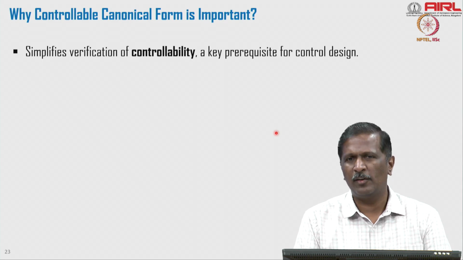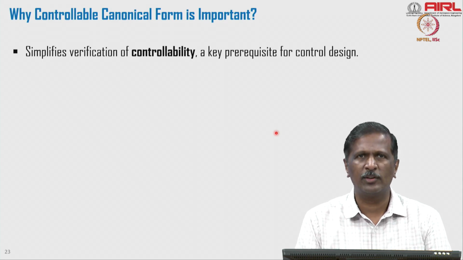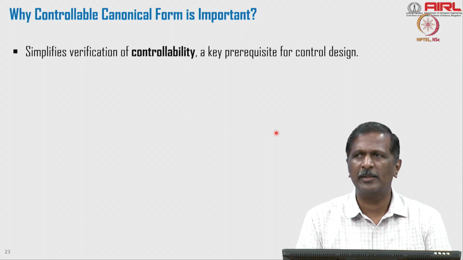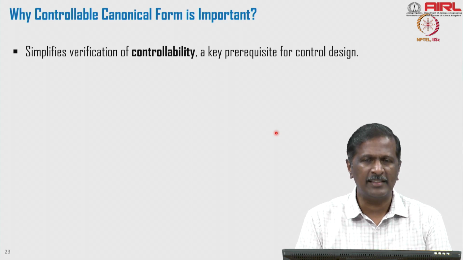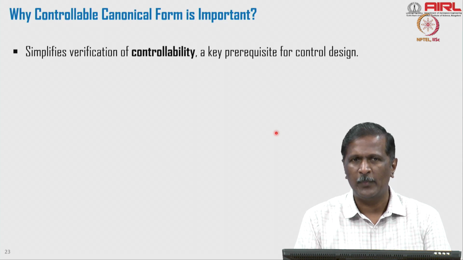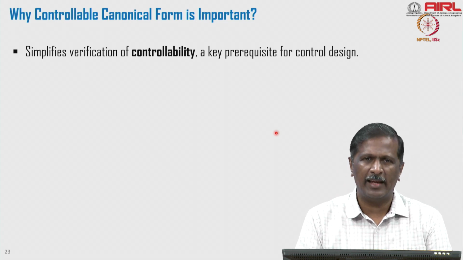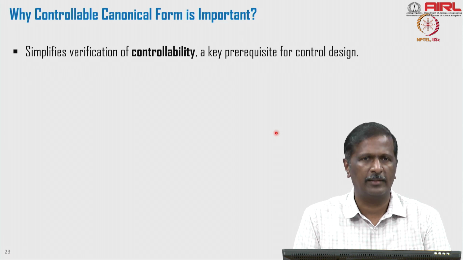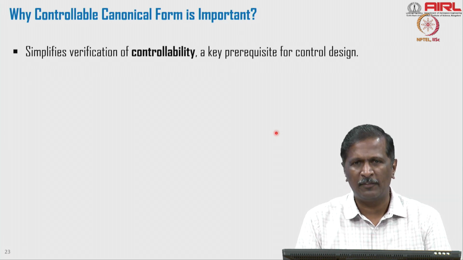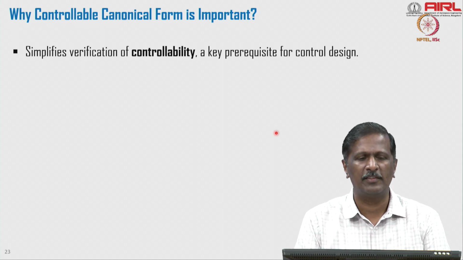Why do we need it? We have to design a feedback control. The purpose of feedback control is to stabilize the system and also improve the robustness against disturbances, right? If some of the states are not controllable, and that particular state is unstable, then we can't do anything. Even if you do a feedback control, you cannot control that particular state. So controllability is a very important test.